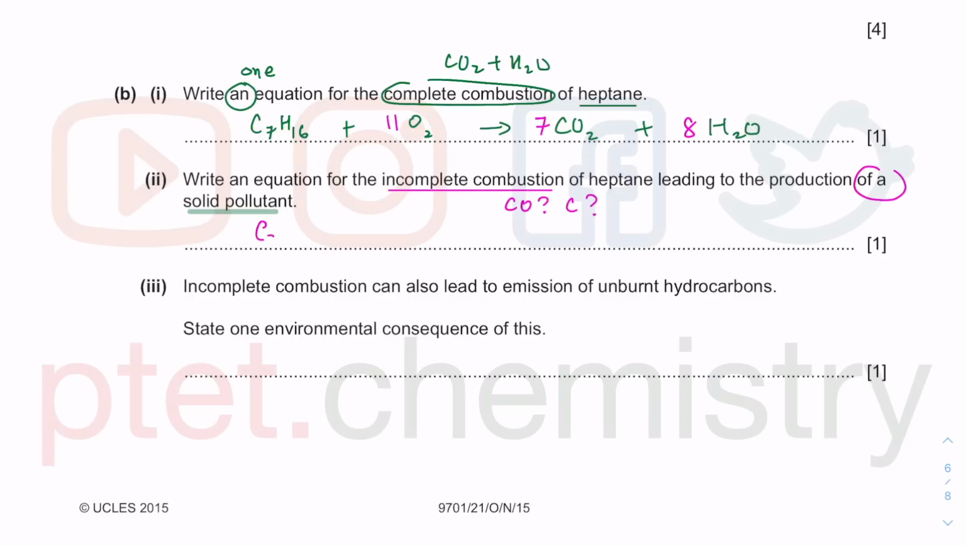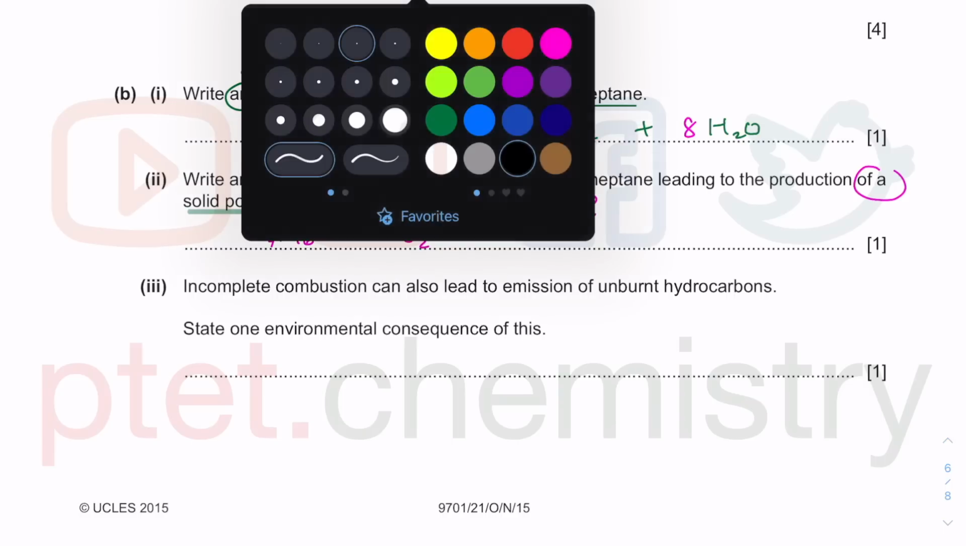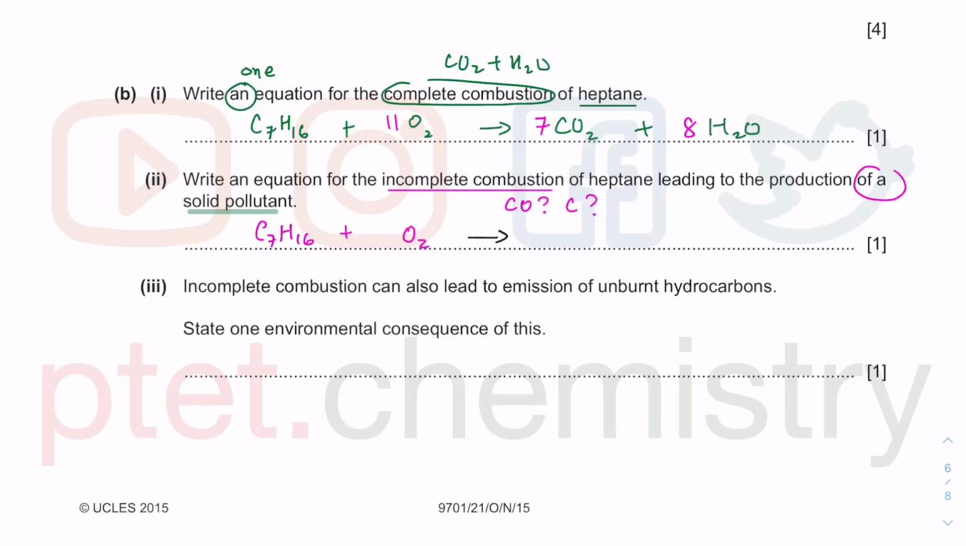So let's just try and balance our equation. So that means not enough oxygen. Basically, incomplete combustion means not enough oxygen. I'm going to just produce carbon first. But they don't say you cannot produce any other thing. So I'm not sure if I can balance my equation if I just do like this.